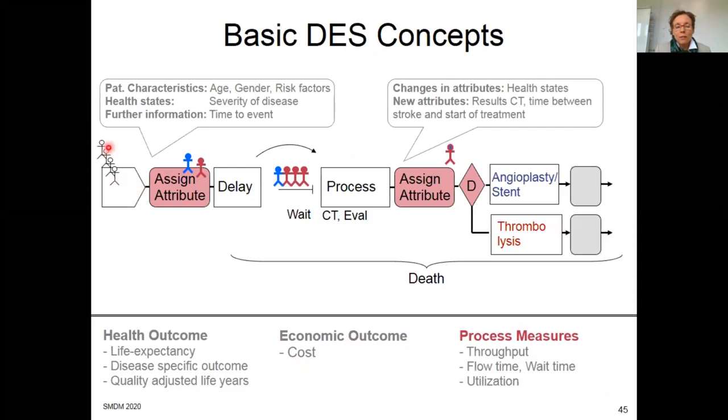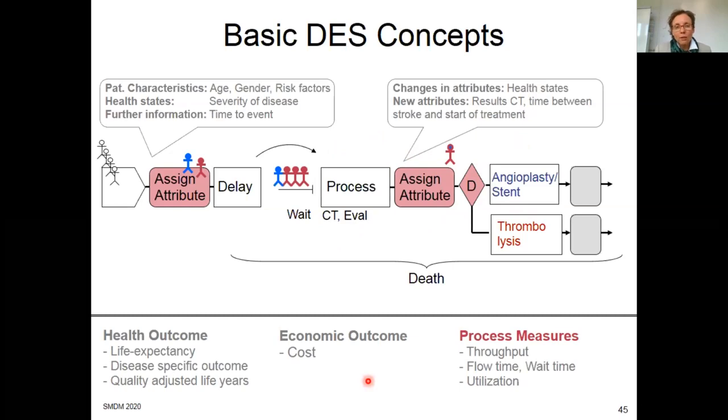So this means starting with our entities, we would assign attributes such as characteristics, age, gender, risk factors, severity of the disease. Then there may be a delay. People may wait in order to get the evaluation within the hospital, within the emergency unit. And they do a CT scan, further evaluations. Thereafter, I have further information and I can assign and change attributes, such as the health states, or could add new attributes. And then based on these attributes, we could make the decision.